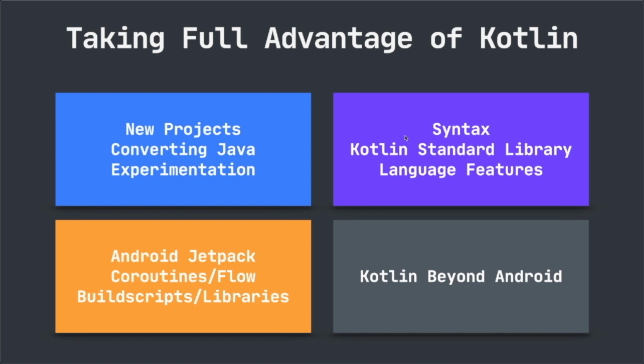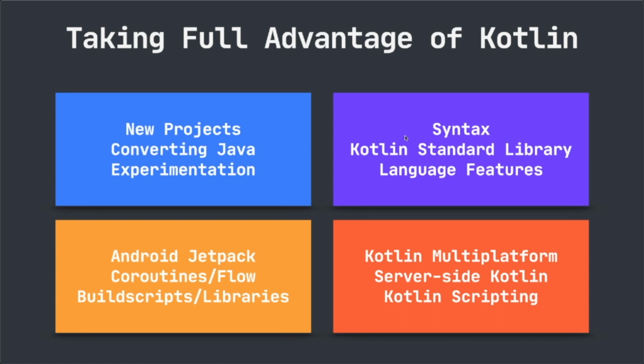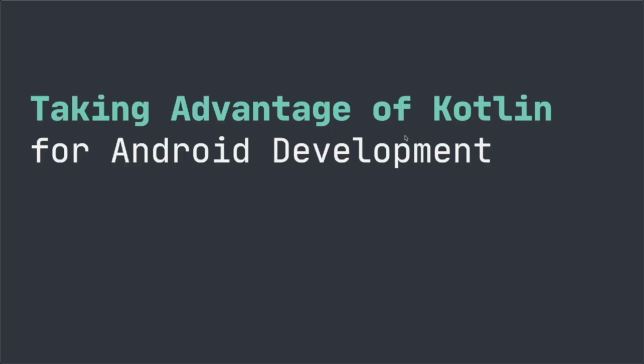Then we're going to look at Android Jetpack more closely. We're going to look at Android KTX extension functions, talk a little bit about coroutines and flow, as well as some other topics like build scripts, different libraries, etc. And finally, we'll round it out by looking quickly at some topics like Kotlin Multiplatform, server-side Kotlin, different ways that you can leverage Kotlin. So let's jump in and start talking about these different ways of taking advantage of Kotlin for Android development.